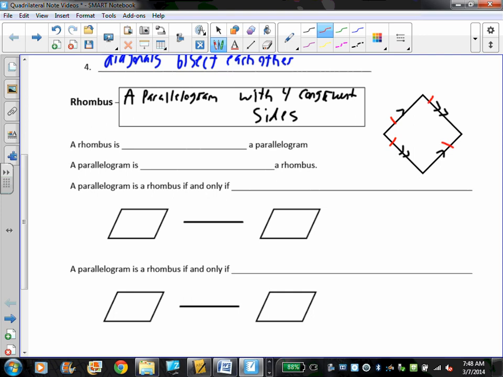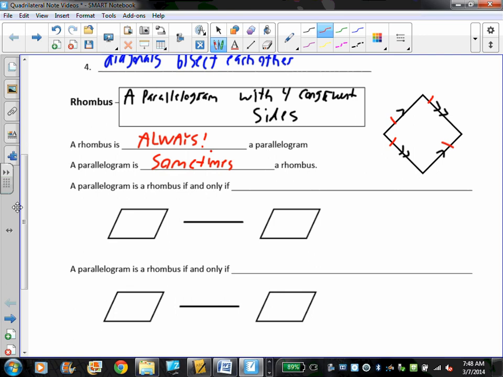Now what that means is that if you have a rhombus, it's always a parallelogram, but a parallelogram is only sometimes a rhombus. When is it a rhombus? It's a rhombus when all of the sides are congruent. So a few things for us to know for our rhombus.